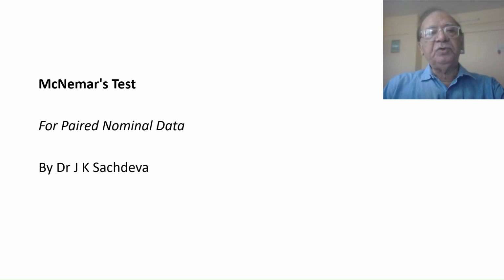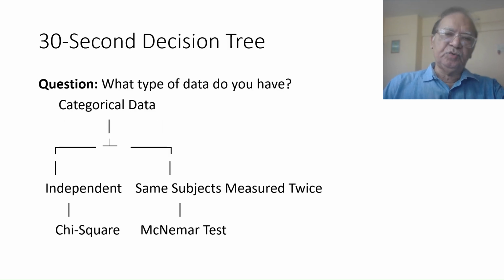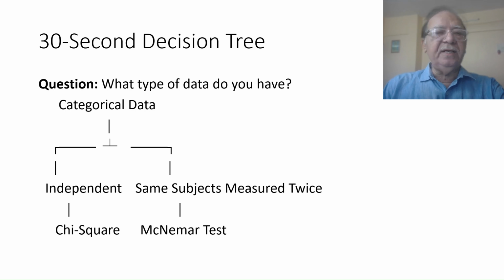If you have two independent groups with categorical data, use the chi-square test of independence. If you measure the same individuals before and after an intervention or under two conditions, use McNemar's test.